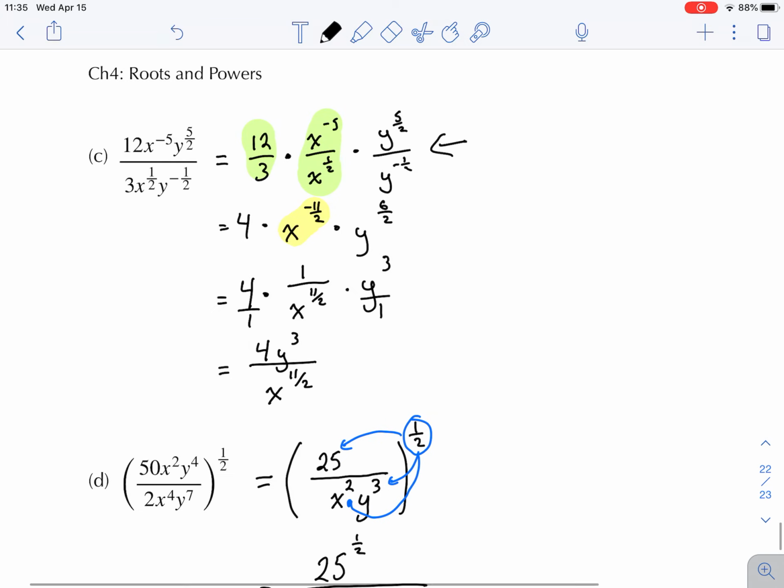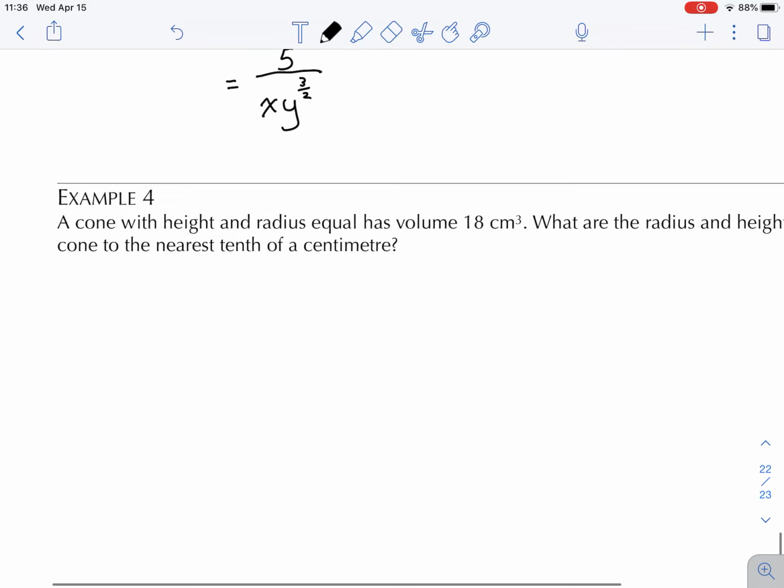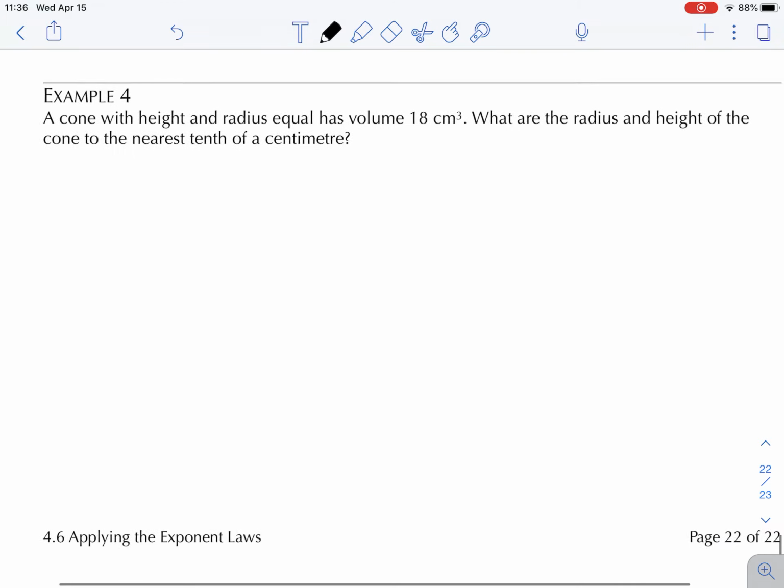You can see how there's 2 ways to do this type of question. Way 1, break it up, and you do this if it's got negative exponents or fractional exponents. If all the exponents are positive numbers in the numerator and the denominator for all the variables, you can just simply cancel out like I did in letter D.